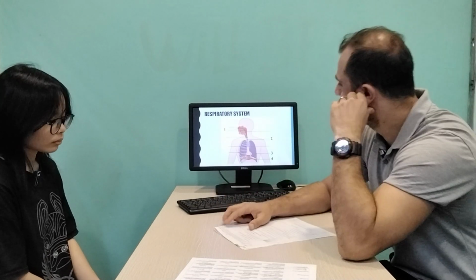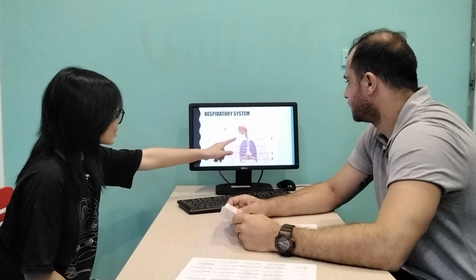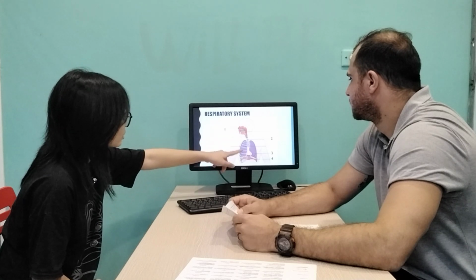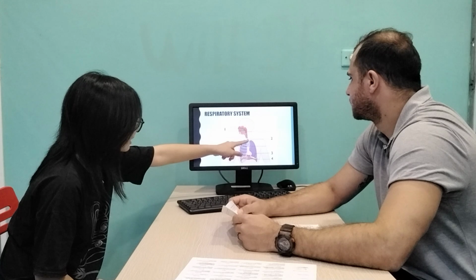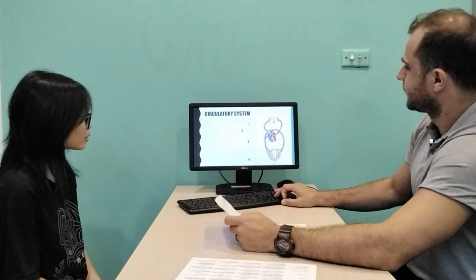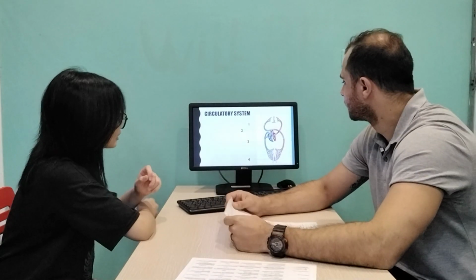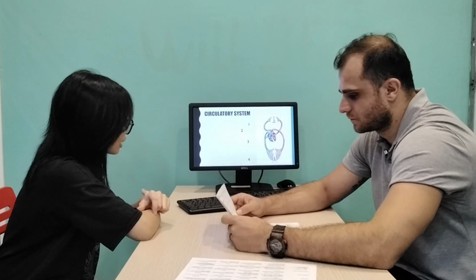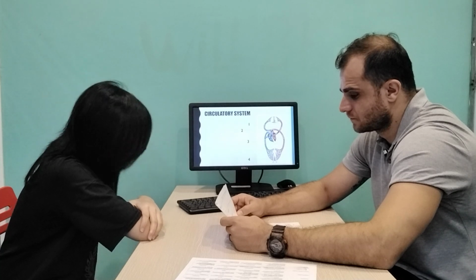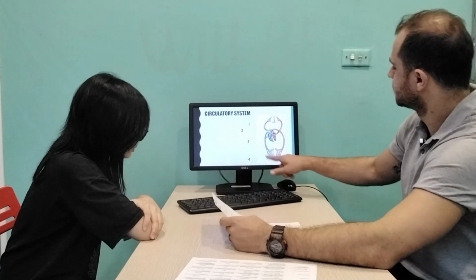Let's label the respiratory system. Number 1, this is the nose, and I guess this is the mouth. And this is the throat, trachea. Yes. And the lungs and diaphragm. Diaphragm. Very good. Can you label the circulatory system? Number 1 is the veins, number 2 is arteries, number 3 is the heart, and number 4 is capillaries. Very good. It's capillaries. Okay.